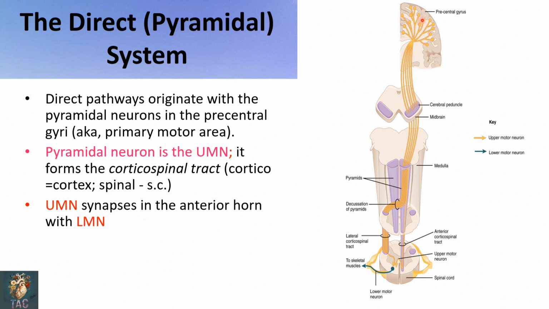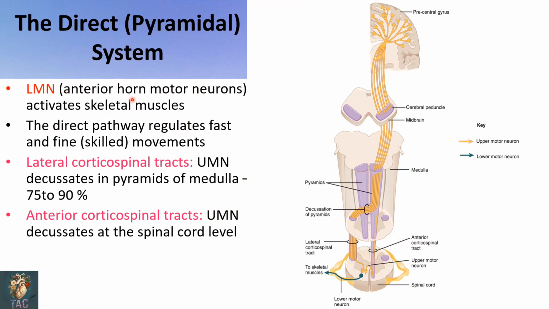You can see the fibers arising from here, forming the corona radiata, passing through the internal capsule, then through the brainstem, and crossing in the lower part of the medulla oblongata, and then descending as the lateral corticospinal tract, or the anterior corticospinal tract, which is uncrossed and which crosses at the level of the spinal cord in the anterior commissure. Both of these tracts are basically contralateral. Their lower motor neurons are located in the anterior horn. The blue fibers show the lower motor neurons, and the rust-colored fibers show the upper motor neurons of the corticospinal system.